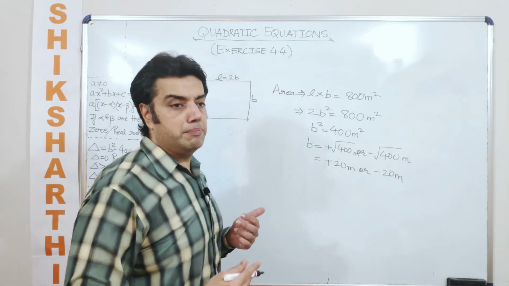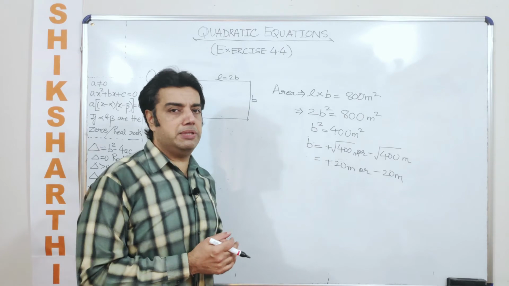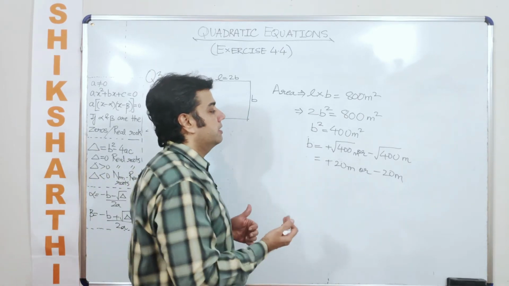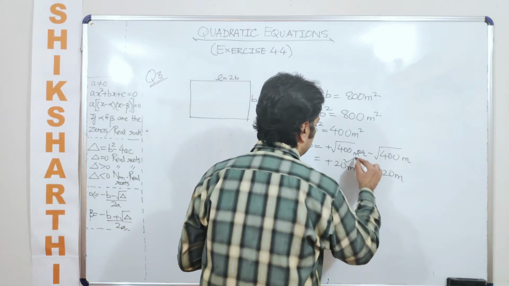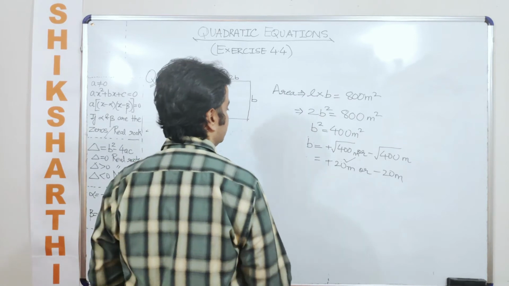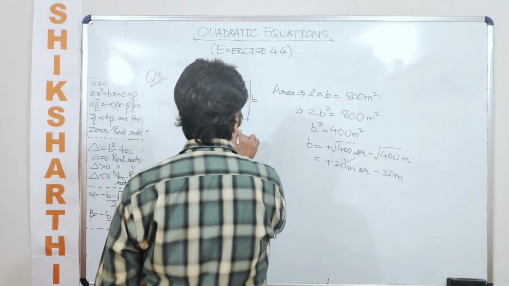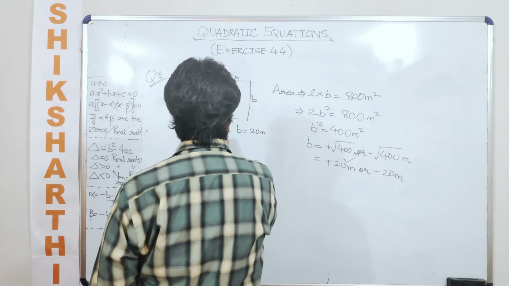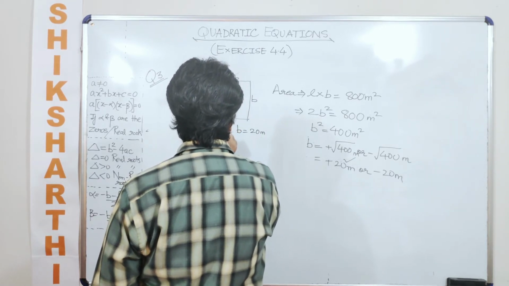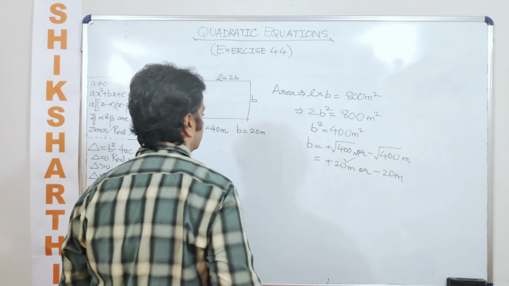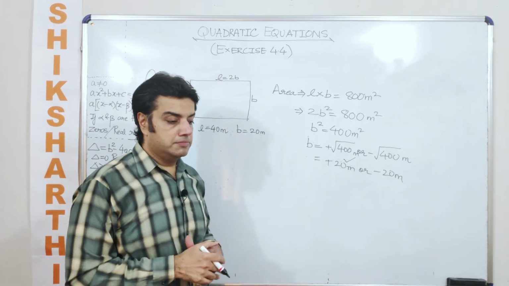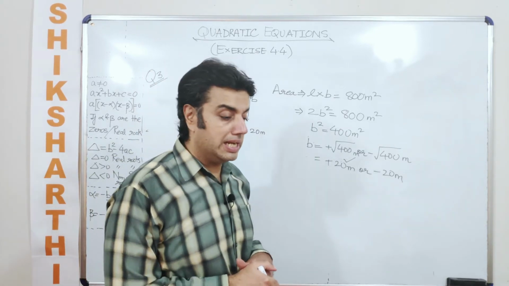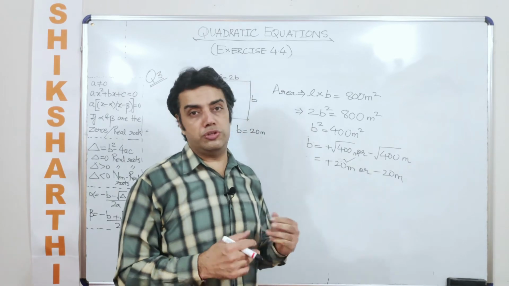Now you know that the measure can never be negative, as we have been talking about in earlier videos also. So in this case, the breadth comes out to be 20 meters. Now when the breadth comes out to be 20 meters, in that case, the length comes out to be 40 meters. Right? So we have found out the length and the breadth as well. Let's move on to the next question.